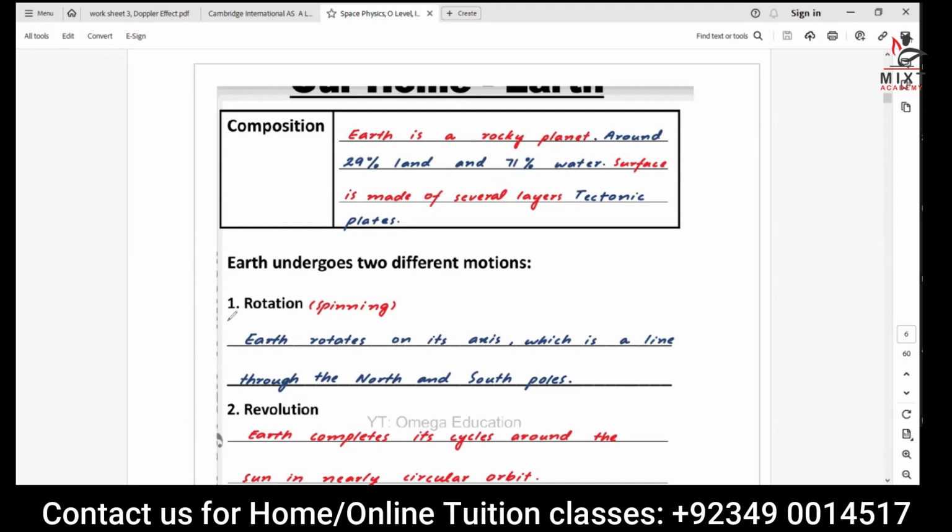So Earth rotates on its axis, which is a line through the north-south pole. One thing, students, please keep in mind, Earth's spin is anti-clockwise. Let me write it down here. Earth is moving anti-clockwise. All natural rotations are anti-clockwise, right? So Earth's spinning is anti-clockwise.